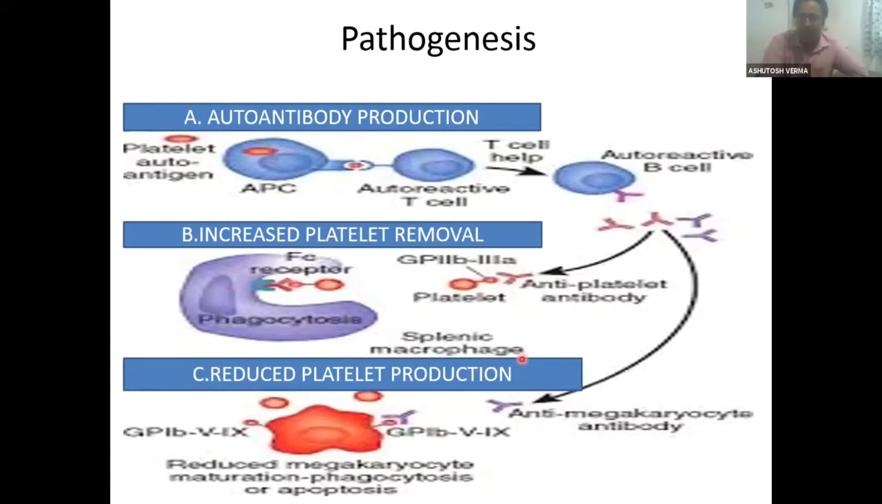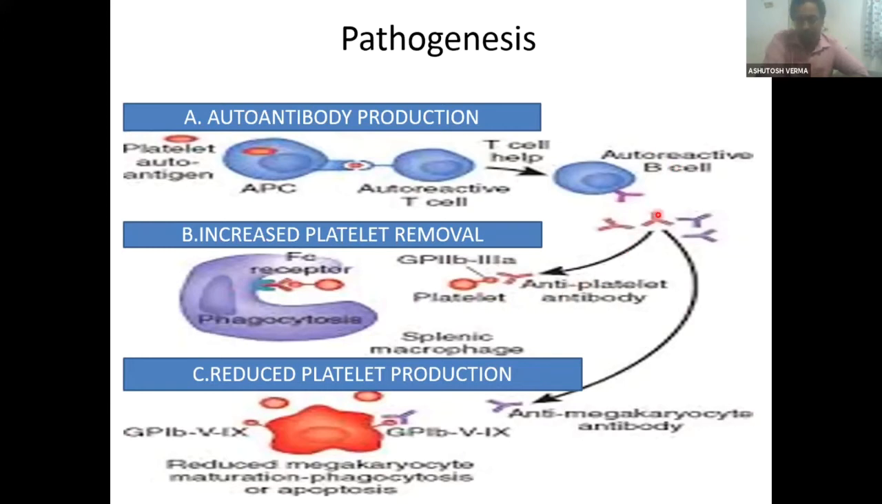The third is the second line of drug, like TPO receptor agonist. The TPO receptor agonists act on the megakaryocytes. They proliferate the megakaryocytes, and thus more platelets are produced. Second is rituximab. Rituximab causes destruction of the B cells, and when the B cells are destroyed, no antibodies are produced. Third is the splenectomy.